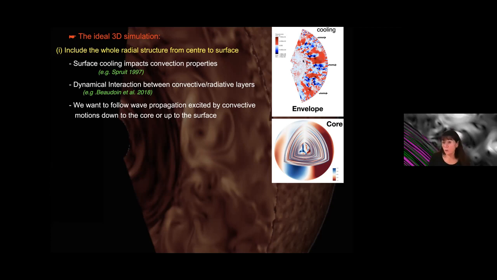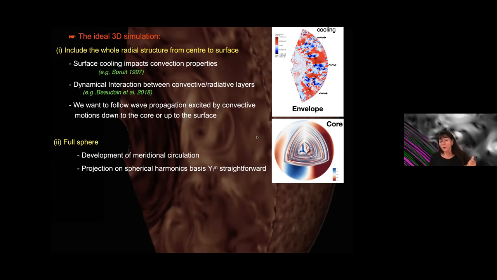And also, if we are interested in waves, then we would like to follow whether it's a convective envelope or a massive star with a convective core. We want to follow the waves, either propagating from the bottom of the convective envelope toward the center of the star, or the propagation of the wave from the convective core up to the surface to have some observable signatures.